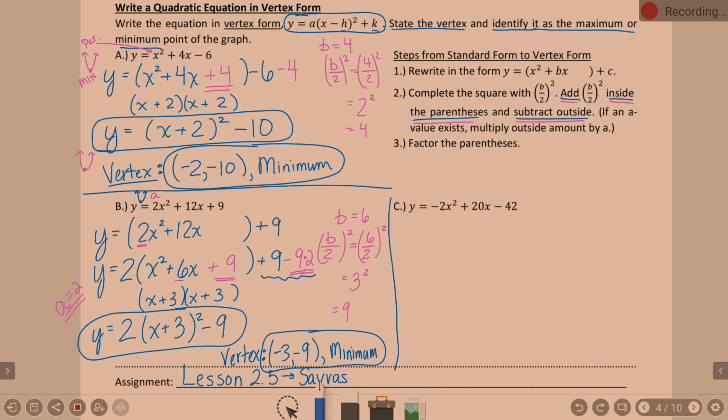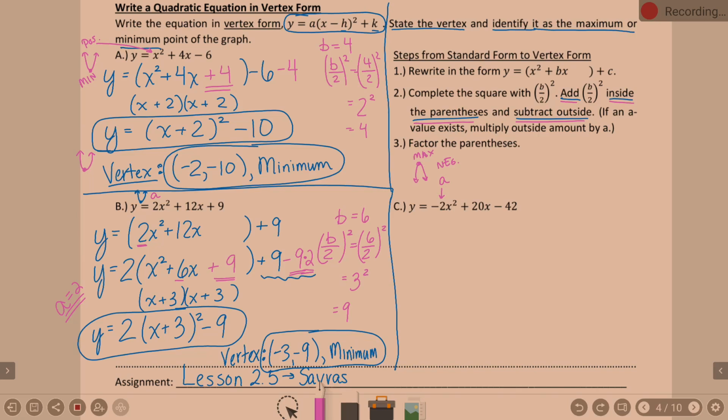Okay. One more. Before I even start this problem, can you tell me if my vertex is going to be a min or a max? It's going to be a what? It's going to be a max, isn't it? Because right here, my a value is negative, right? So if it's negative, that means my parabola is going to be upside down, and this is a max, yes? So that's just a review, but I know it's something that we didn't all remember.